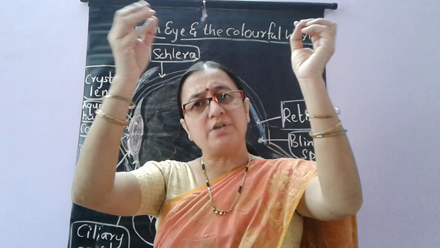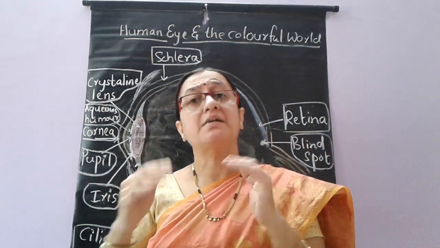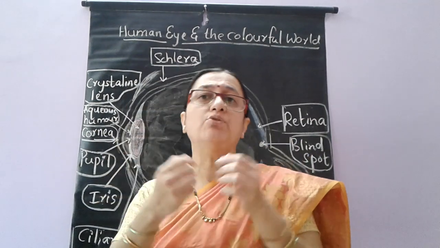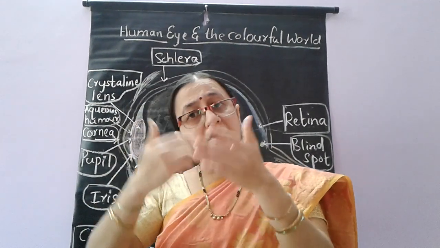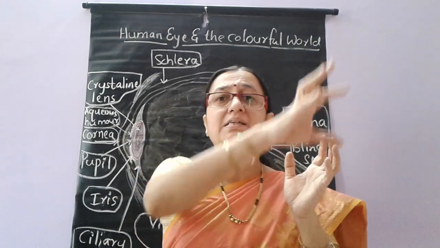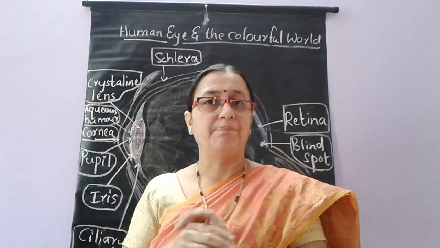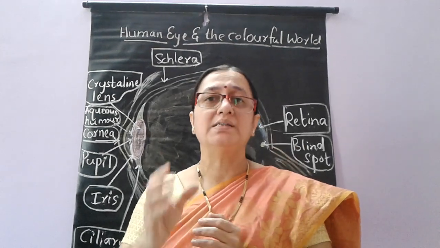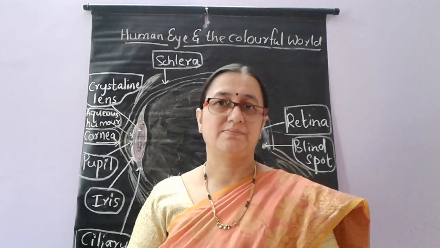When light falls on any of the objects, the rays are reflected back. These reflected rays, when they enter into our eyes, undergo refraction many times and we can see the things around us properly. Now let us see what the structure of the eye is and how an eye works.